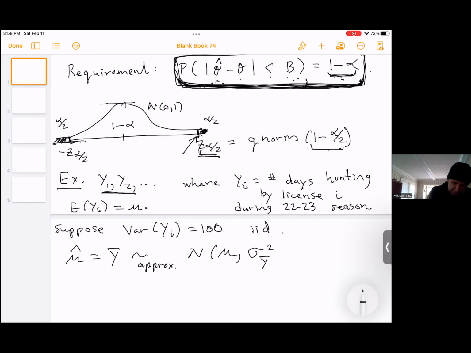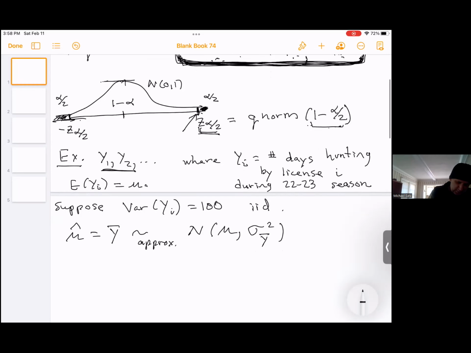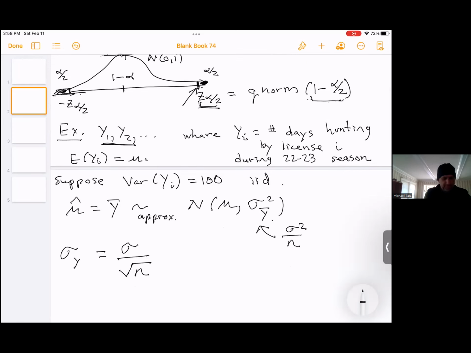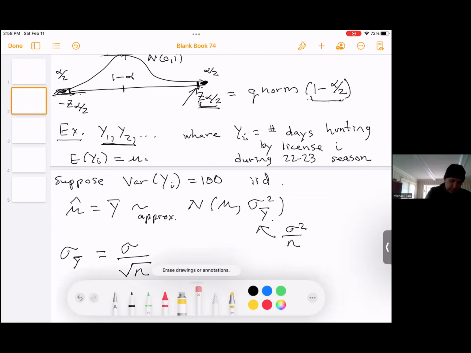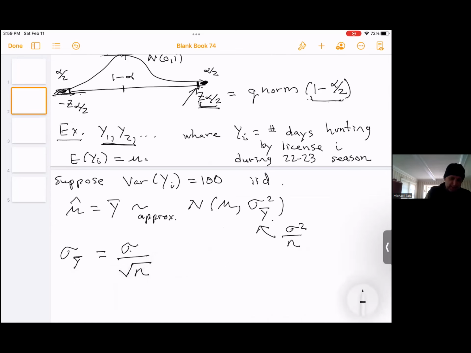Let's just write it like this because we always write the normal like this. And sigma y bar squared, take the square root of it, we get the standard error. This is the square root of this variance, which is sigma over square root of n, right? Then I take the square root to get the standard error. Sorry, this should be y bar. There we go. Okay, and sigma is given to be 10.